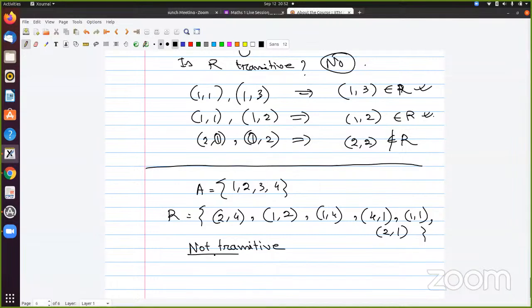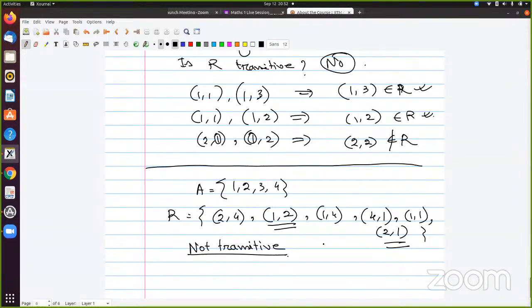Why? Because here (2,1) and (1,2) are already mentioned, and if we take them, (2,2) doesn't exist. (2,2) is not there. Great, correct. So I hope you have understood what is reflexive, symmetric, and transitive, right? Yes, sir.